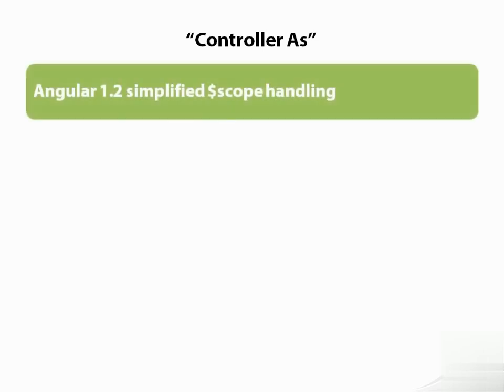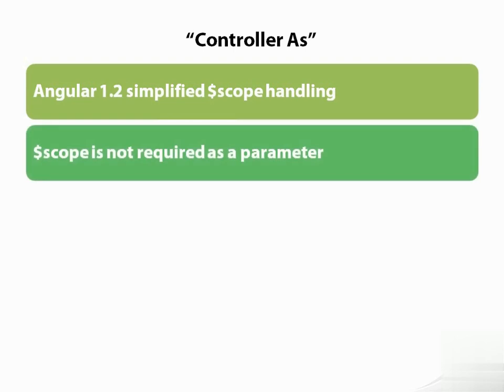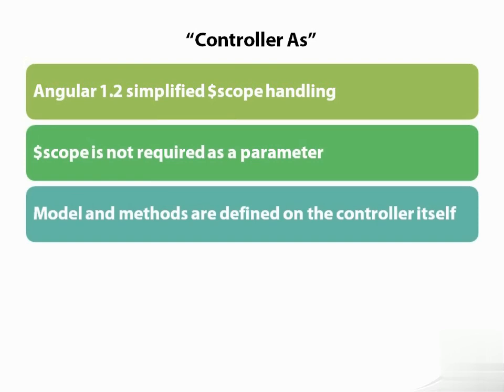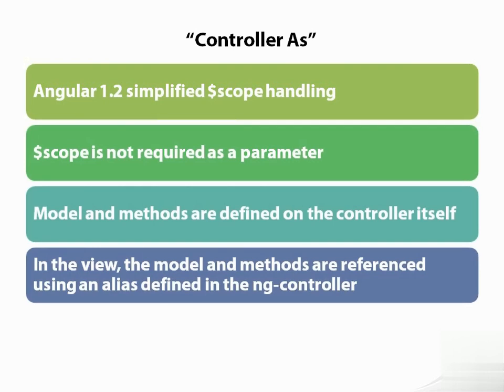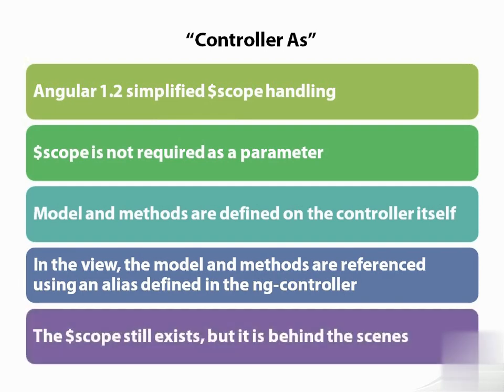Angular version 1.2 introduced a way to bind the model and methods to the controller directly instead of using $scope. This technique is often called the controller as syntax. Using this syntax, you don't need to pass $scope into the controller. The models and methods are defined directly on the controller itself. In the view, the model and methods are referenced using an alias that is defined in the ng-controller directive. The $scope still exists, but it's behind the scenes, and you'll see later in this course that it is still needed by some third-party modules.